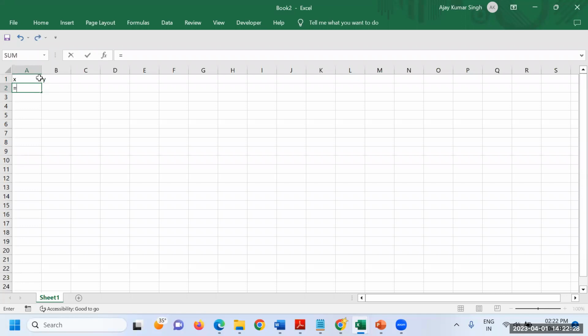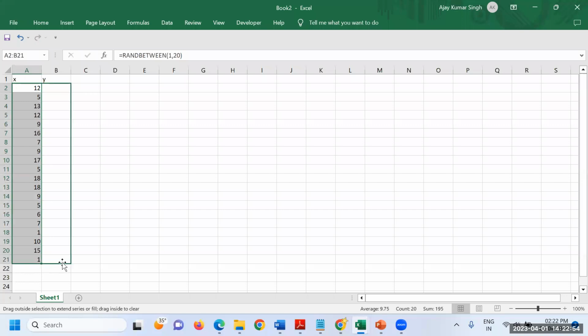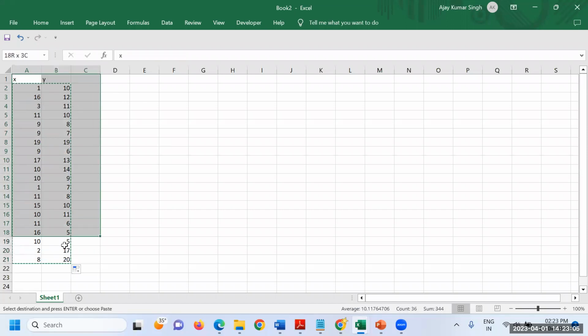Randomly I'm going to generate some numbers, a random number between some points, say 1 to 20, any point I want to generate over here. In the same way, I'm going to generate some numbers for y. So this is x and y, and 2 points are there. Randomly I generated a number. Now I'm going to copy this, so let me copy from here.